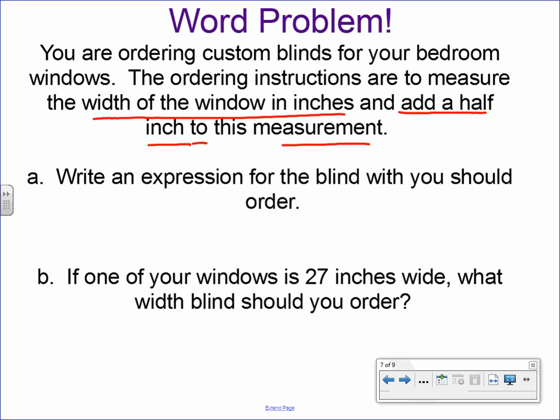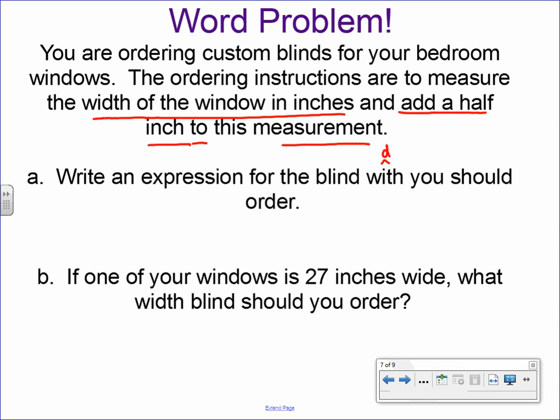Part A now. Write an expression, which means no what? No equal sign. For the blind width. I think I'm missing a letter there. Anybody else notice my little typo? There should be a little D there. Width. You should order. Okay, so write an expression. We don't know how big the window is at this point, so we use an unknown. What do we call unknowns? Variable. So give me a variable that you could use for width.